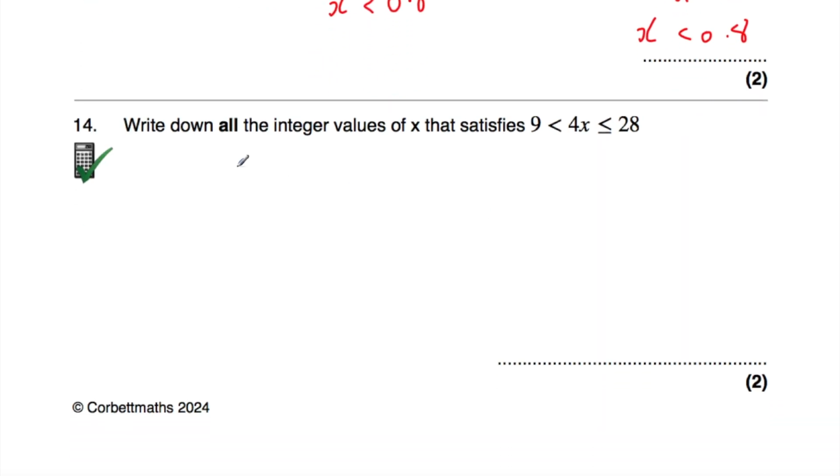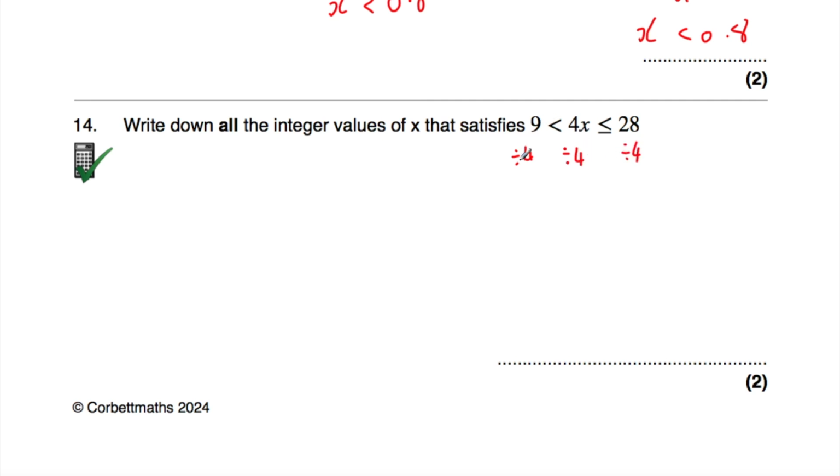Question number 14, we've been asked to write down all the integer values of x that satisfy this inequality. So if we have a look at it, we've got 4x is greater than 9, but less than or equal to 28. Now we want to find the integer values of x, so we don't want 4x, we just want x. So let's divide everything by 4.